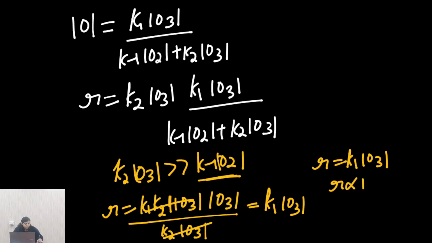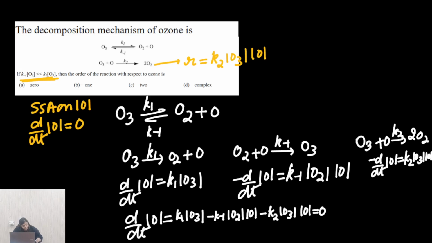Which means the final rate expression is K1 times O3, which means the rate with respect to O3 is proportional to its power of 1. That means it is following first order kinetics, right? So it was asked the order with respect to ozone, and that is 1. Option B becomes the correct answer in this case.